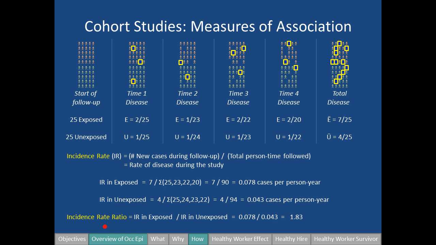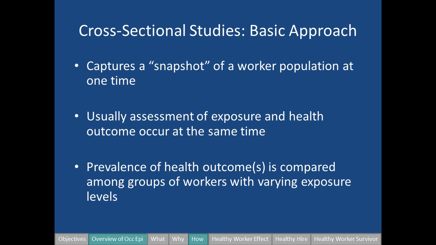Okay, so that is the bit about cohort studies. Now we're going to get into cross-sectional studies. The basic approach is that it captures a snapshot of the workers at one point in time. You're usually assessing the exposure and the health outcome at that one point in time. You are comparing the prevalence of a select health outcome or outcomes between workers of varying exposure levels. This is especially suitable for non-fatal diseases, symptoms, and other physiological variability, right? Something that stays with the person rather than something that happens at one point in time.